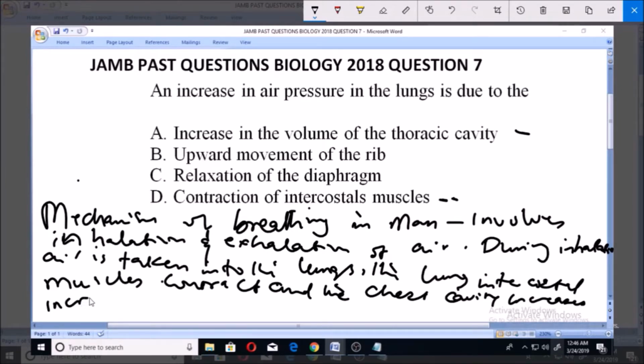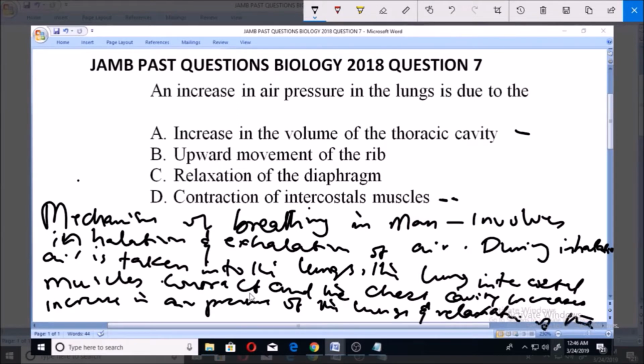There is an increase in air pressure of the lungs, and also because of this increase in air pressure of the lungs, there is now relaxation of the diaphragm. So the increase in air pressure and relaxation of the diaphragm work together. There is this relaxation of the diaphragm, you understand, and it causes the increase in air pressure of the lungs. So that makes C the answer to this problem.